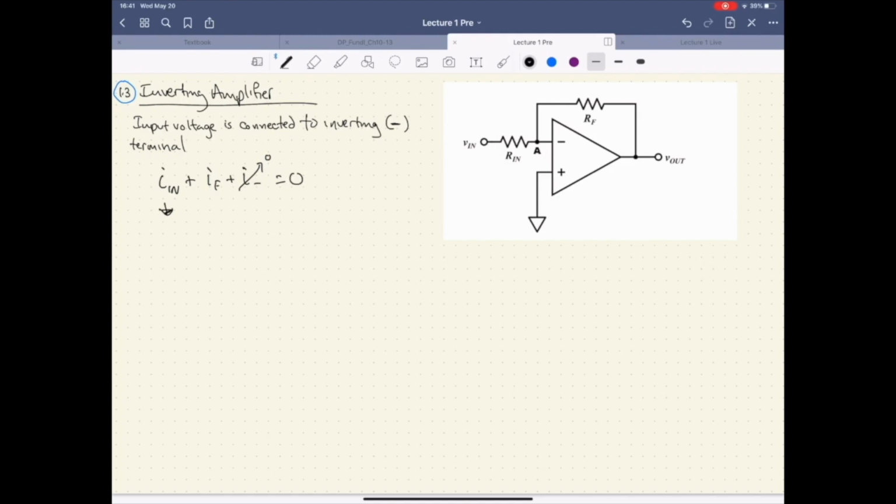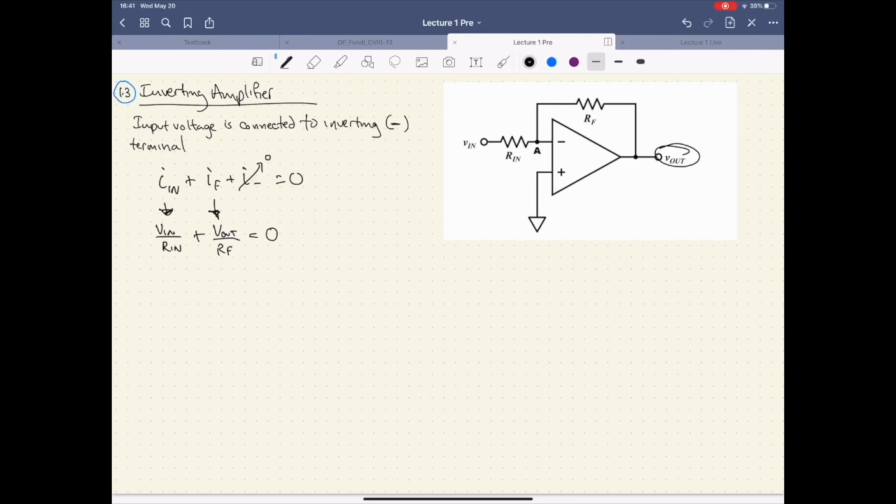IN is conveniently, once again, just VN over RN plus this guy, no change here. It's just V out over RF, and note here that our V out in this circumstance is just measured with respect to our ground. So we're not taking a differential in this situation. So we have this over RF, and that's equal to 0.